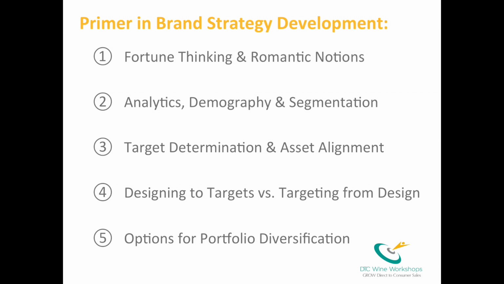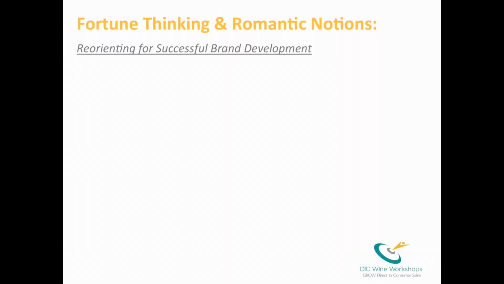The saying that there are many ways to skin a cat is true in a sense, but it should always be qualified with a specific strategy of why we have decided to launch a product or business with specific strategy concerning the approach, pitch, and sale closure to specific customers. We'll talk about a few variations here today. The first topic is thinking like a Fortune 100 company versus the romantic notions of the wine industry. And so I want to talk about reorienting for successful brand development.